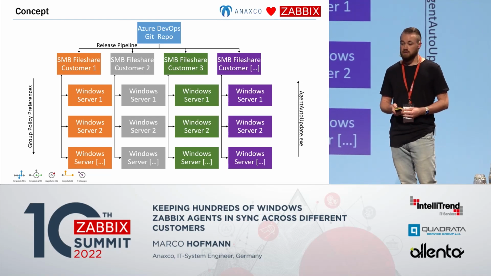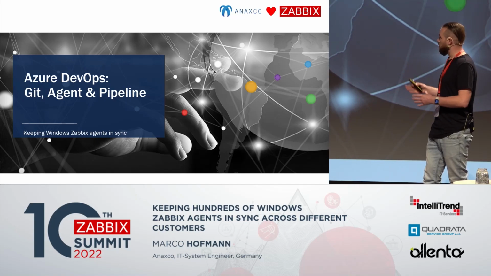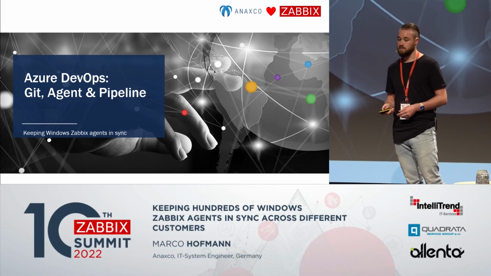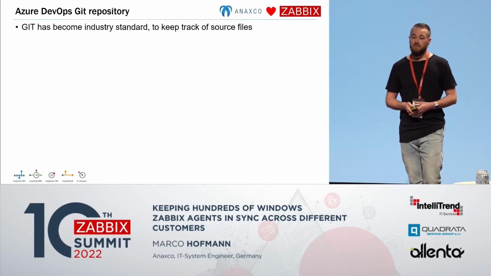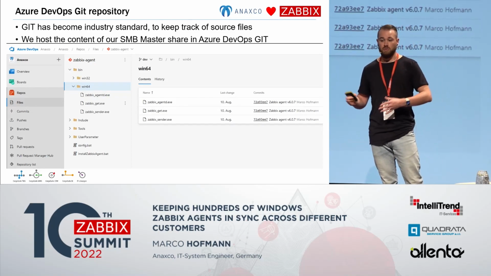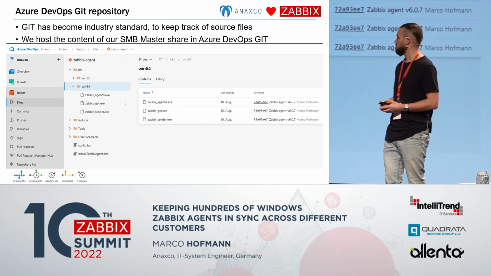So, with all tools in place, with the concept in place, I will now explain all of the tools in detail, starting with the 3 tools from Azure DevOps. Git has become the industry standard to keep track of source files. So we are going to host the contents of our SMB master share in the Azure DevOps Git repository.